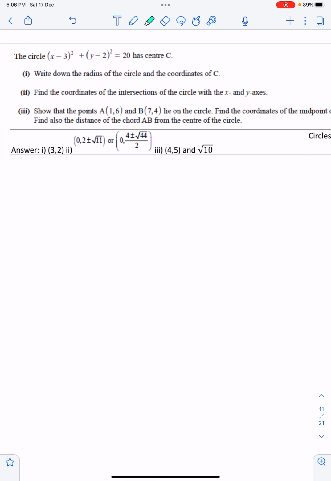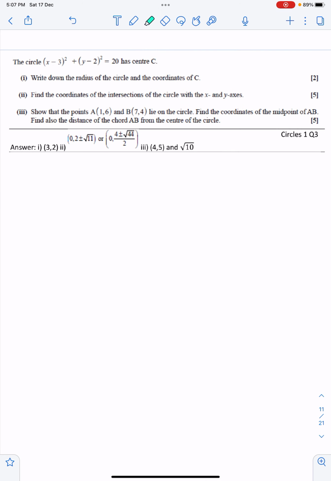Okay, the next question. It says the circle (x minus 3) the whole square plus (y minus 2) the whole square equals 20 has center C. Write down the radius of the circle and the coordinates of C. Coordinates of C would be (3, 2). Make each bracket equal to 0. Get the x coordinate from here. y minus 2 equals 0, y equals 2 is the y coordinate of the center. Radius is going to be square root of 20, because here in the equation this is r square, so in order to get the radius you have to square root this number. Okay, the first part is done. The second part now.